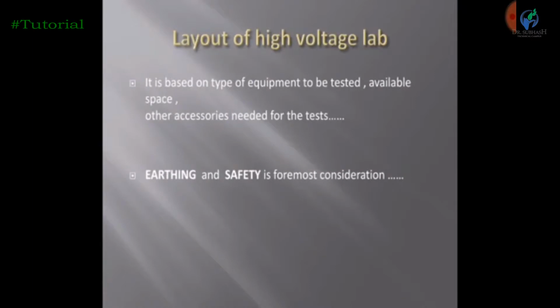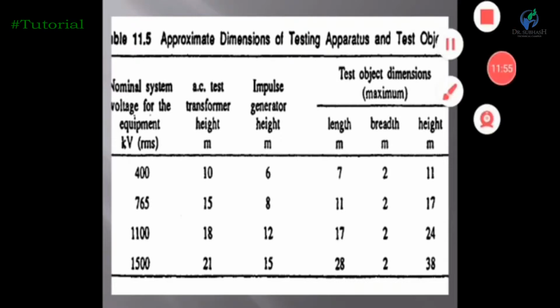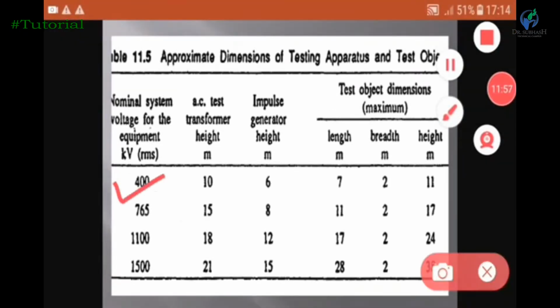Layout of high voltage lab. It is based on type of equipment to be tested, available space, and other accessories needed for the tests. Earthing and safety is the foremost consideration for the layout of a high voltage lab. Here are the approximate dimensions of a testing apparatus and test object. Nominal system voltage for the equipment in kilovolt RMS. For example, nominal voltage is 400 kilovolt.